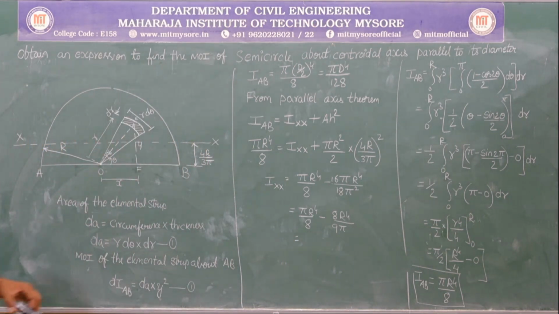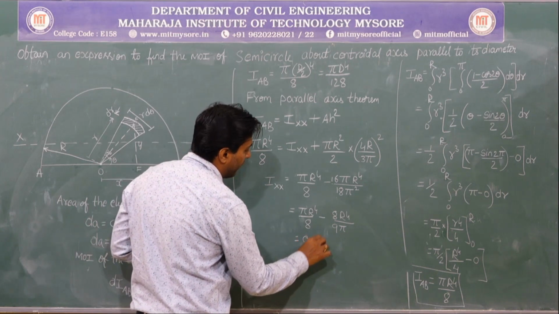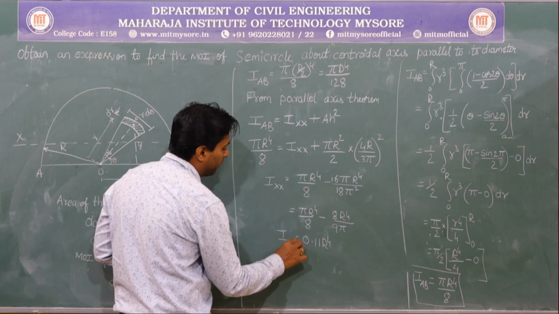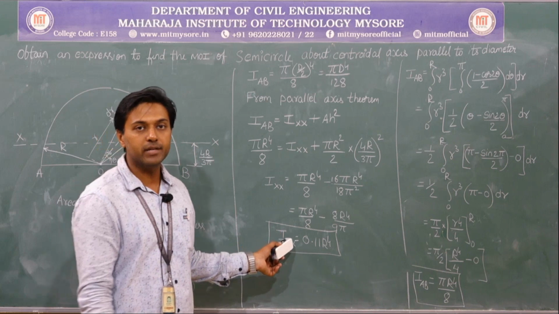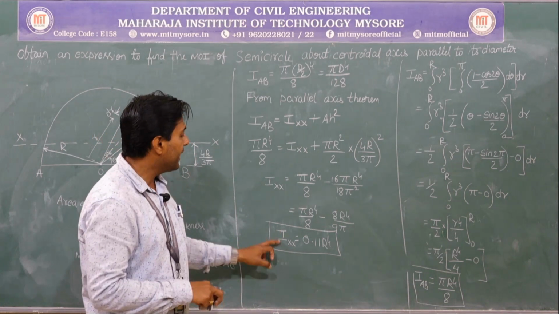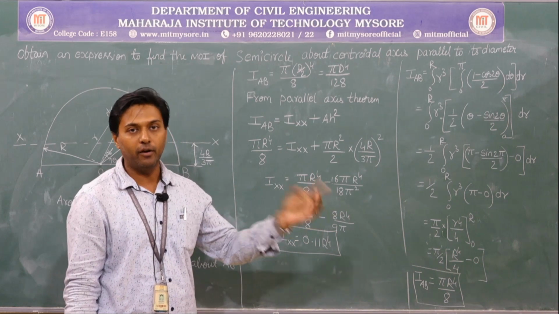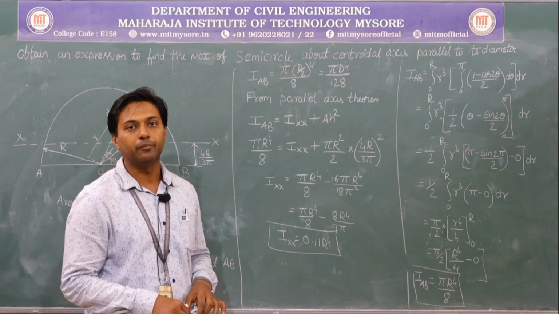So it is 0.11 r to the power of 4. So please remember this formula also. While solving the problem, frequently I will be using this particular formula. So IXX is equal to 0.11 r to the power of 4.